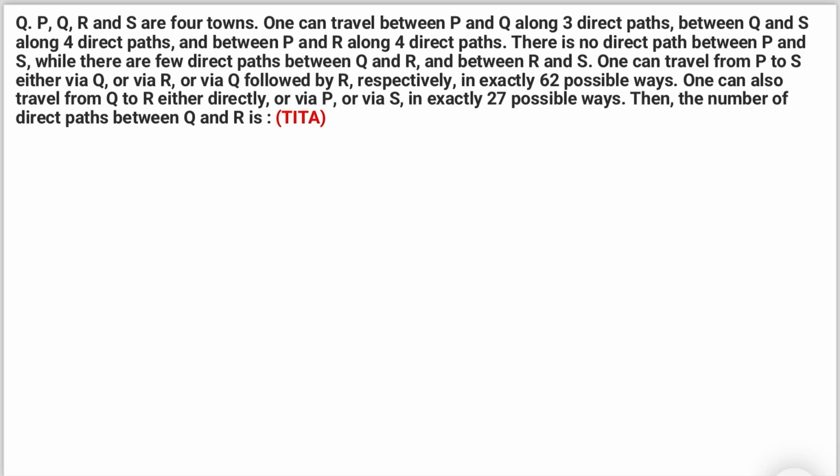One can also travel from Q to R either directly or via P or via S in exactly 27 possible ways. Then the number of direct paths between Q and R is. As I said, beautiful question.